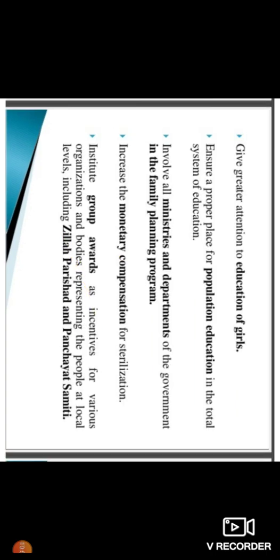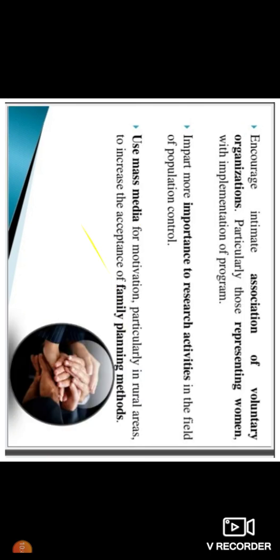So, stabilization of population and giving greater attention to the education of girls is one of the main things. Education for girls. Then another target is population education. Then another one, ministries and departments of government in the family planning program. Then increase the compensation for sterilization, which the government is paying. Then group awards: government will provide group awards to whichever Zilla Parishad or Panchayat is working effectively. Then encourage voluntary organizations, especially those representing women. Another one, give more importance to research activity on how to control the population. And another one, mass media, which is one of the best ways to control the population.